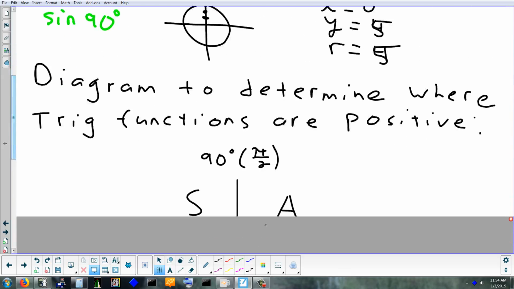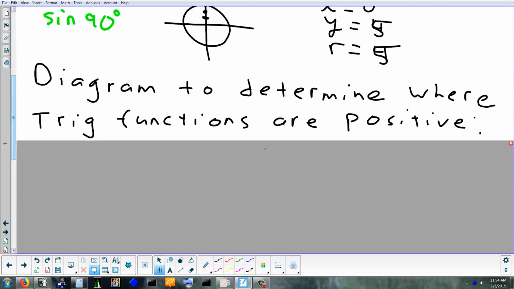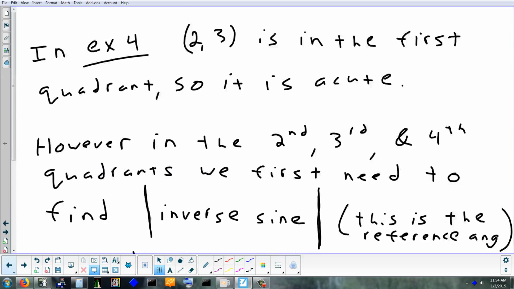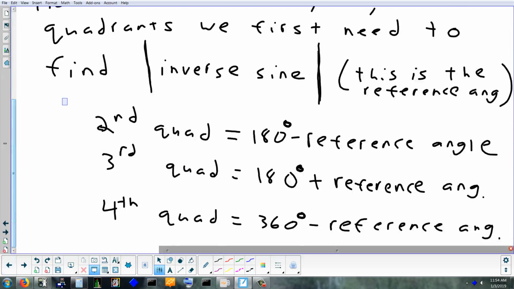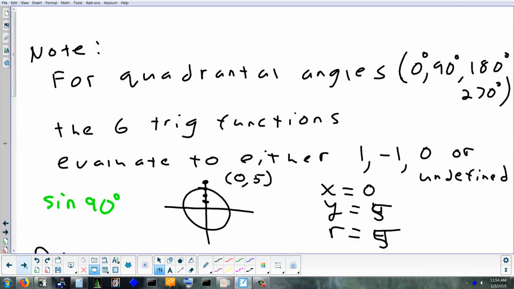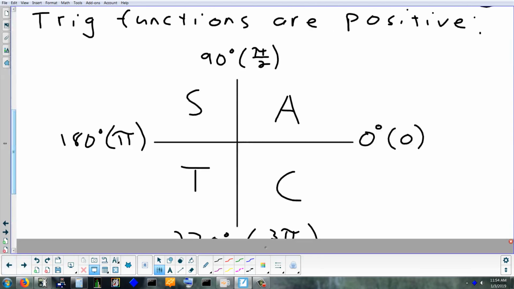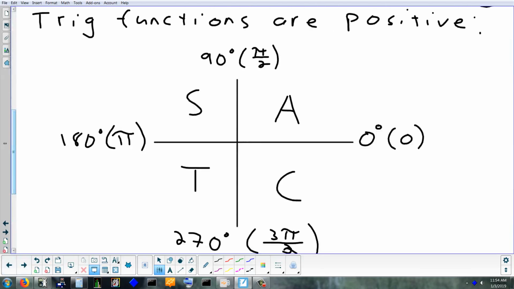All right, so last thing I'll give you is a diagram that shows you where certain trig functions are positive and where they're negative. This diagram combined with these formulas right here, we use a lot in chapter 7. So I'll give you the diagram and then I'll explain it. The letters stand for the names of trig functions. S stands for sine, T stands for tangent, C stands for cosine, A stands for all.